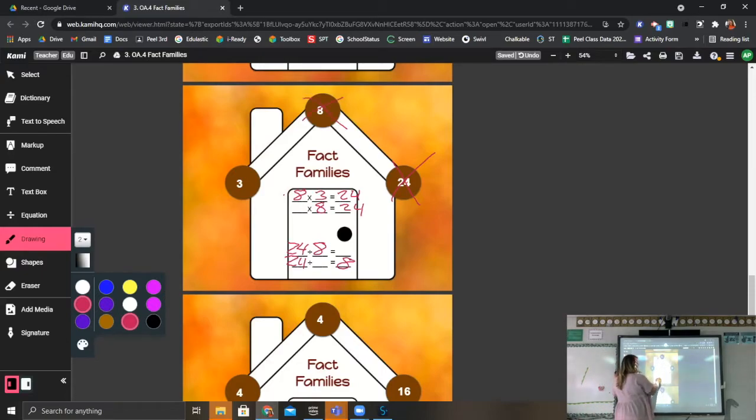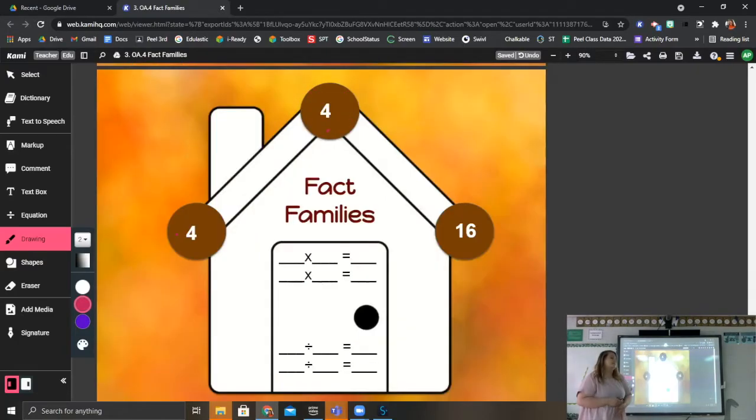8 times 3 is 24. 3 times 8 is 24. That's the commutative property telling us that we can flip-flop those numbers. 24 divided by 8 equals 3. And 24 divided by 3 equals 8. So let's work one last problem. And this one is going to look a little different, and I'll show you what I mean along the way.